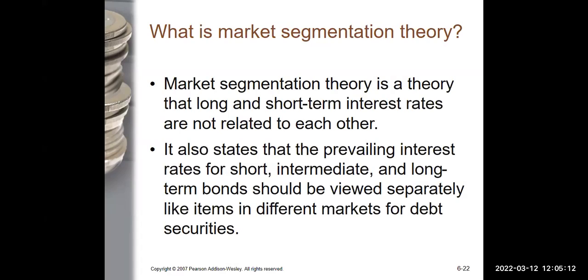So the market segmentation theory says that the prevailing interest rates for short-term, intermediate and long-term bonds are not related to each other, because they treat the short-term bonds separately and the long-term bonds separately. They don't combine them together.